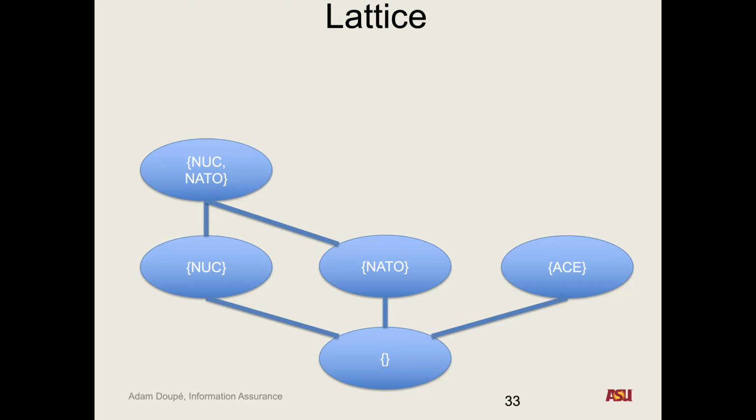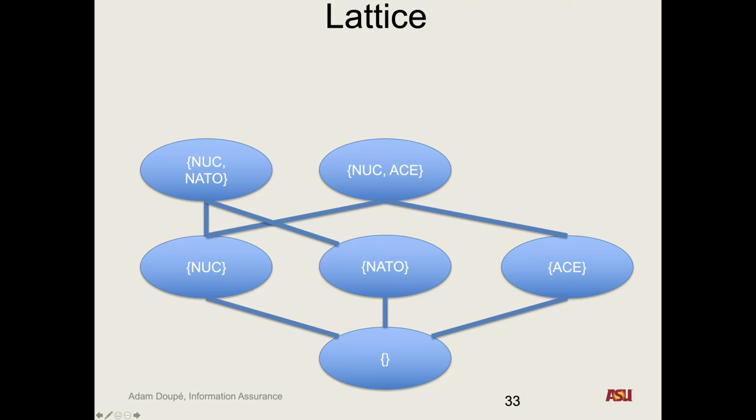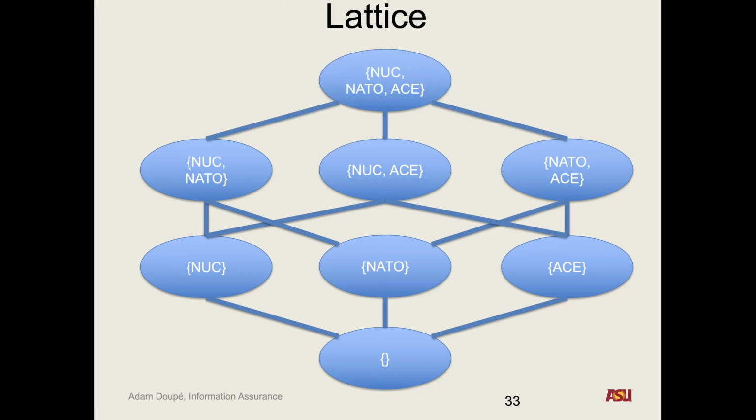And then the set containing nuclear and NATO. Everything with the arrow is a subset, right? Nuclear and NATO are both subsets of the set containing nuclear and NATO. And it's also a transitive property, so the empty set is a subset of the set containing nuclear and NATO. We can do this again with nuclear and ACE, and NATO and ACE. Finally, at the top of this lattice is the set containing everything. So this lattice gives you the write up, read down.